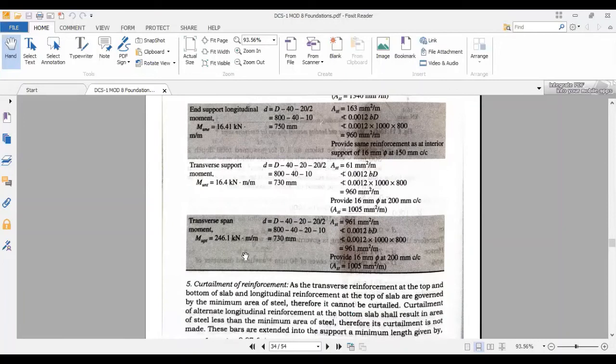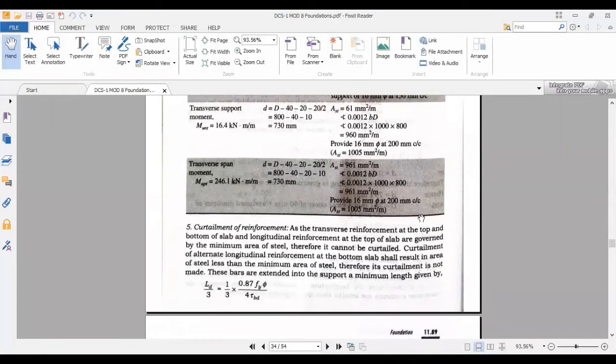And transverse span moment, MUPT, is 246.1 kilonewton meter per meter. The D value is same as this case, which is 730 mm, and AST is 961 mm square per meter. So we'll provide 16 mm dia bars spaced at 200 mm center to center, and area of steel is 1005 mm square per meter, the actual area according to this provision of bars.